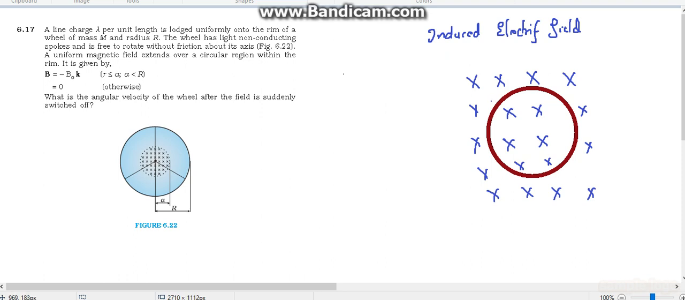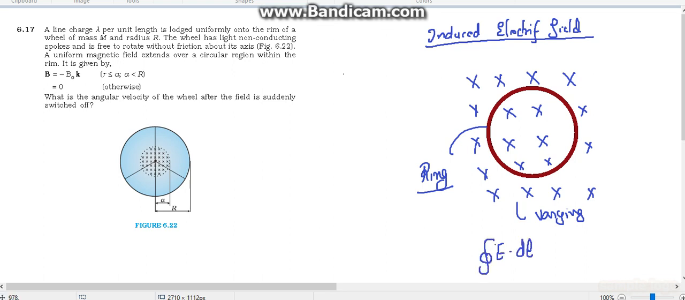We will solve problem 17 of chapter 16 of NCERT. This is based on the concept of induced electric field, and this is a useful concept if you have a ring placed in a magnetic field which is varying. This magnetic field is changing. Then there is an induced electric field along the entire path. If you integrate it along the entire path, there is an induced electric field.